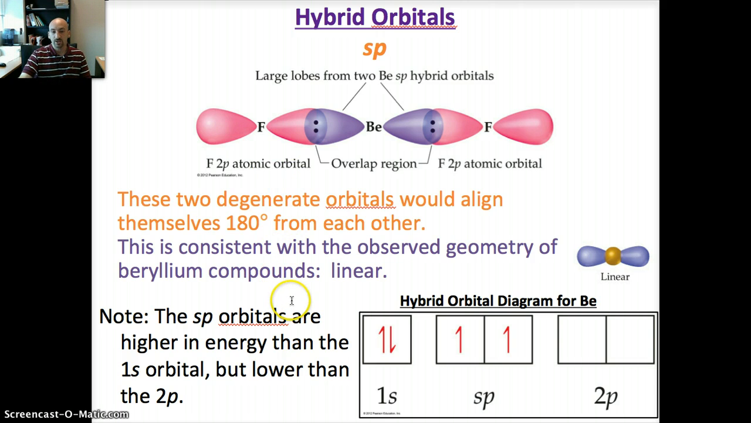One side note is that the sp orbitals are going to be higher in energy than the 1s orbital, but lower than the 2p. So if you were to write out this hybrid orbital diagram, you would draw in the sp box and fill that in as well.